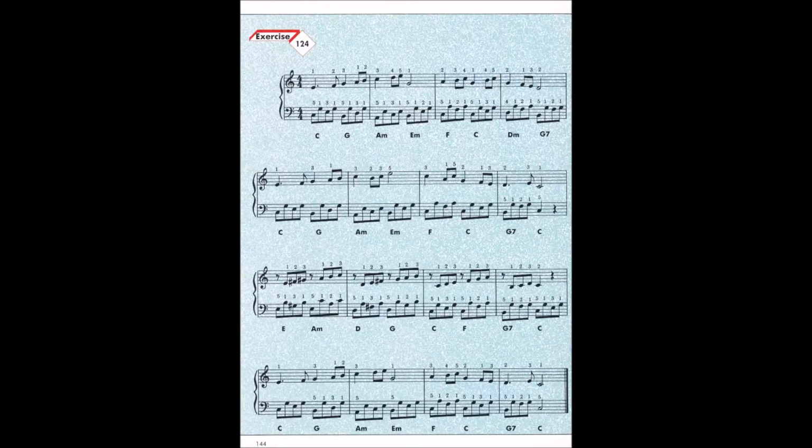We'll finish this lesson with one last exercise, which you'll find on page 144 of your booklet. Start by practicing the two hands separately. Try to get the thumb under passages in the right hand as smooth as possible, and work at the fingering in the left, which can be quite tricky in places.